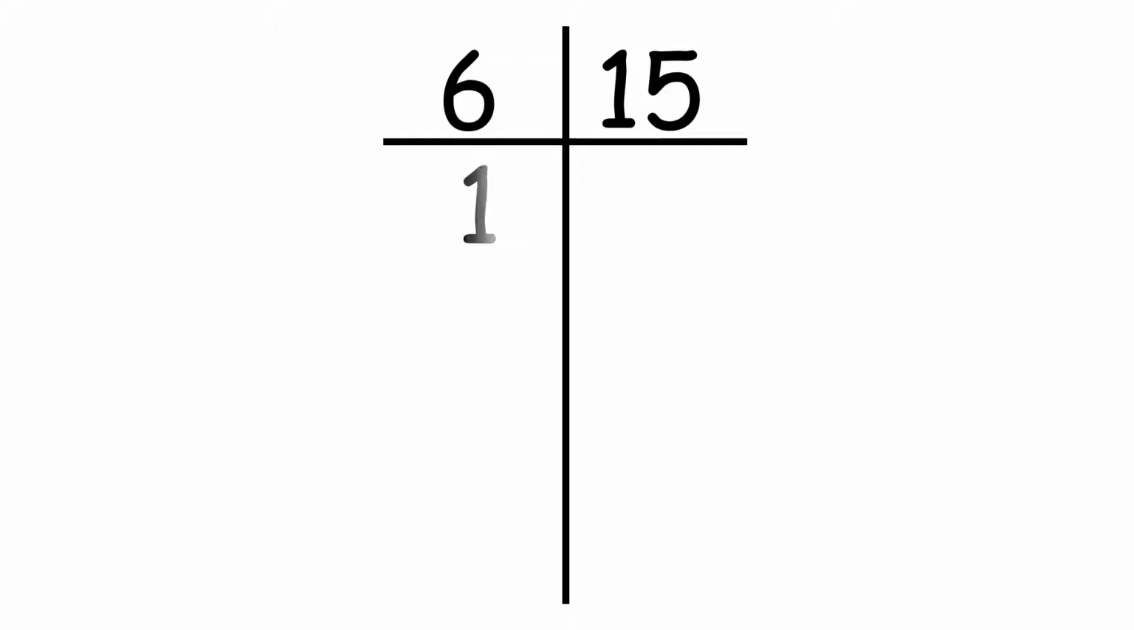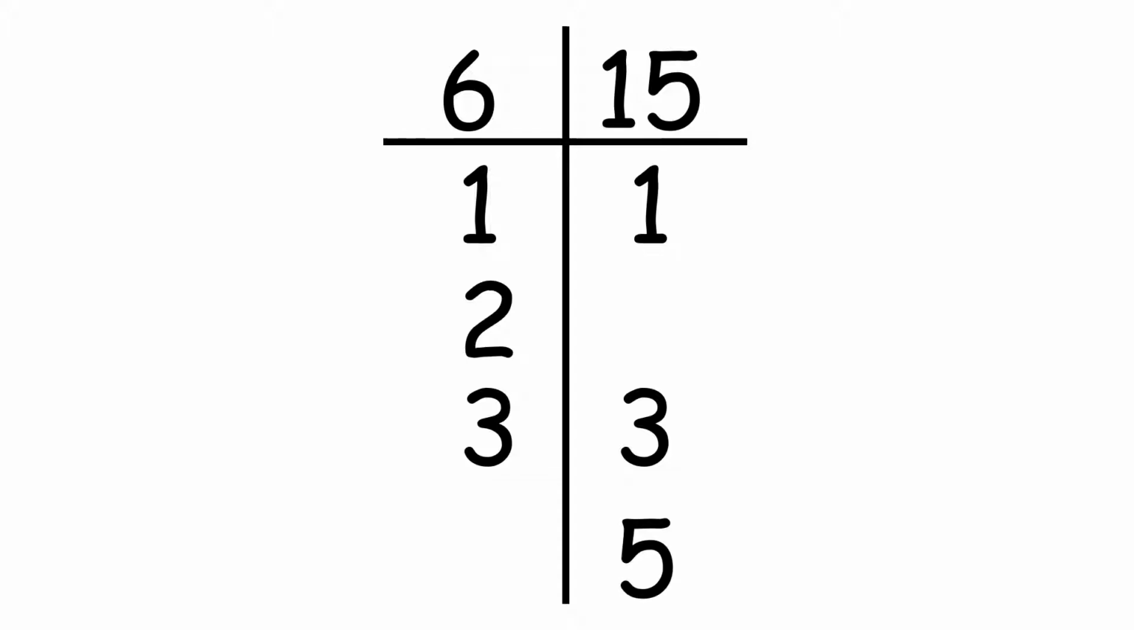Well, 1 times 6 is 6 and 1 times 15 is 15. So 1 is a factor of both 6 and 15. 2 times 3 is 6, so 2 is a factor of 6, but 2 doesn't multiply equally into 15. 3 times 2 is 6, and 3 times 5 is 15, so 3 is a common factor of 6 and 15. 5 doesn't multiply evenly into 6, but 5 times 3 is 15.